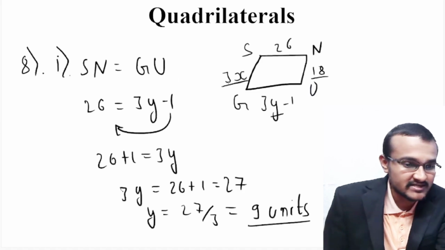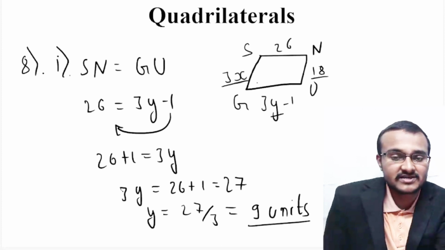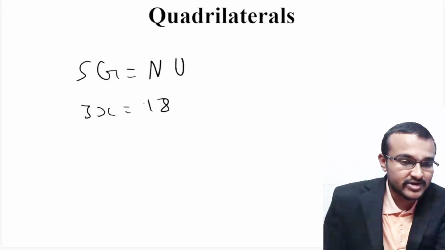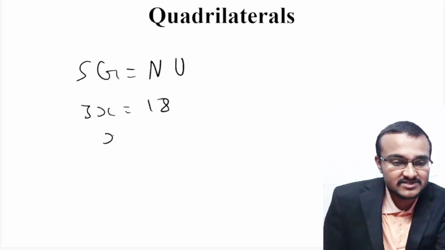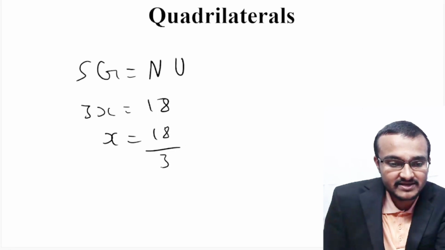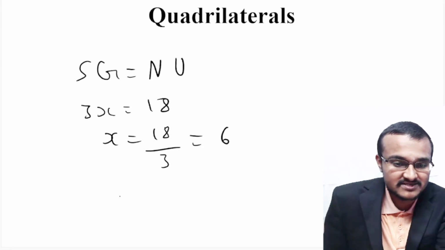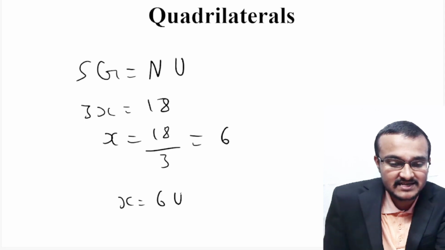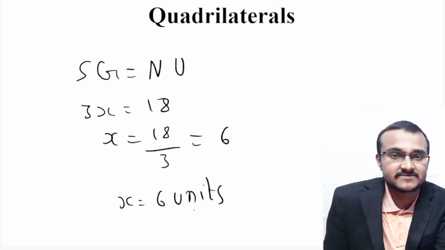So here you can easily solve this particular equation, which is 3x is equal to 18. So the 3, if you bring it to RHS, it will become divided by 3. So 18 by 3 is actually 6. So here x is actually equal to 6 units.